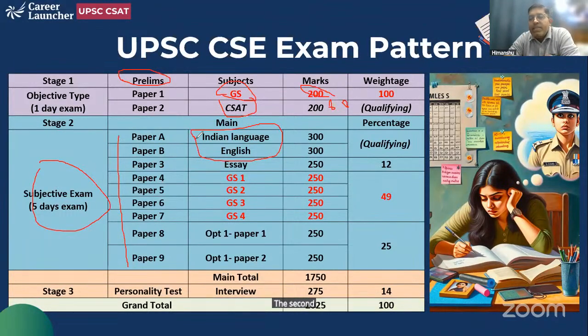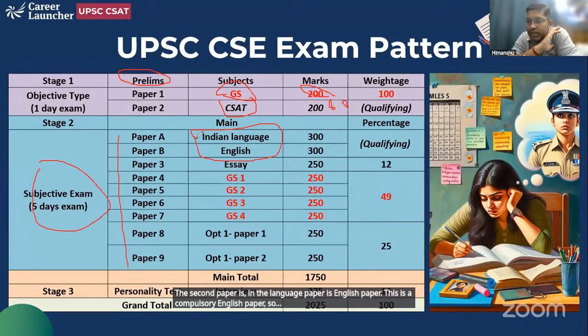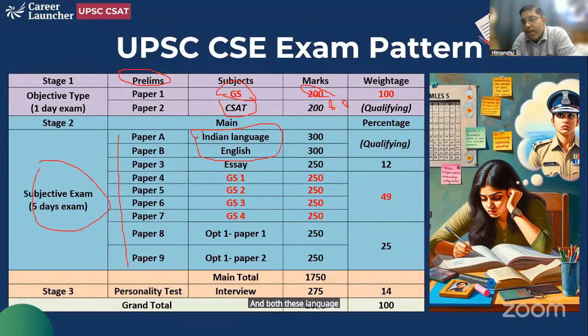The second paper, in the language papers, is the English paper. This is a compulsory English paper, so it doesn't matter where you belong to. You have to give this English paper compulsorily. And both these language papers are also qualifying in nature.